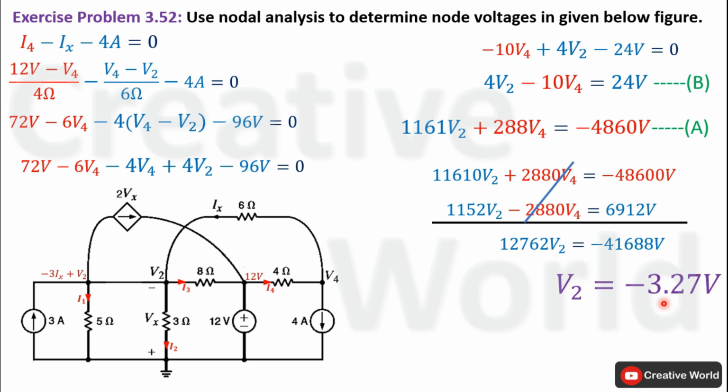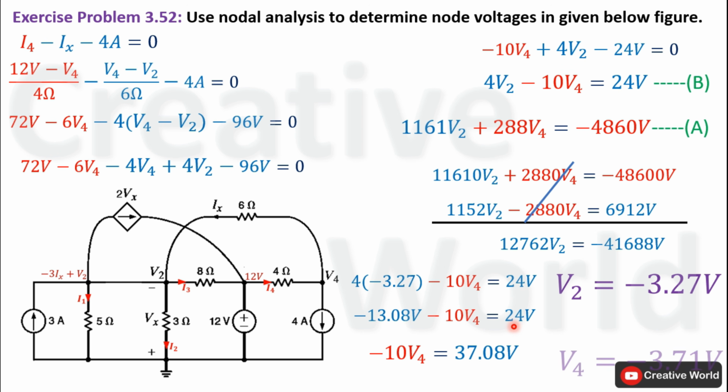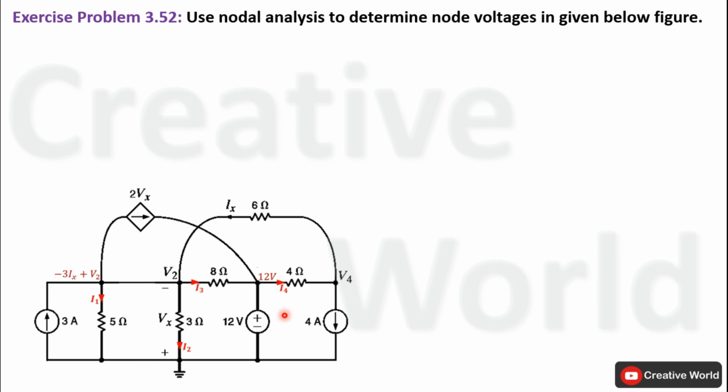After getting the value of V2, we can place this value inside this equation B to find out the value of V4. In this equation, we have replaced V2 with its value, that is minus 3.27 volt. Solve this equation, take the product of 4 and minus 3.27 volt. It will become 13.08 volt. Place this on the other hand side of equal and divide this equation with 10. We will get the value of V4, that is equal to minus 3.71 volt.